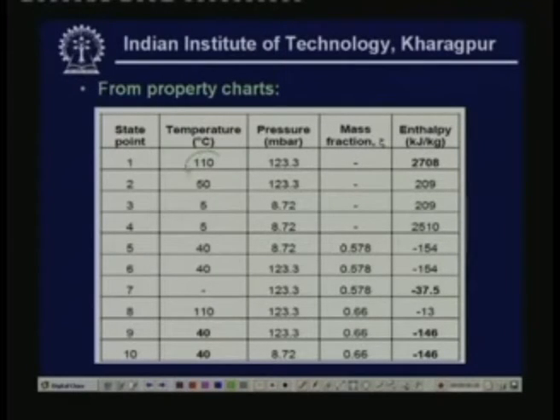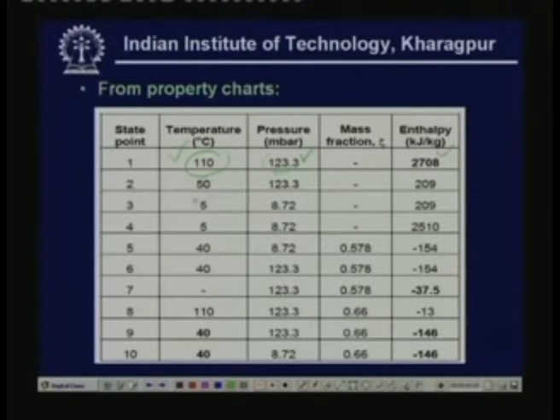Point 1 is at the exit of the generator, and this is pure refrigerant vapor. At this point we know the pressure, because this pressure is nothing but the saturation pressure corresponding to the condensing temperature, which is equal to 50 degrees. So, this pressure is known to us and temperature is known to us. From this we have found the enthalpy.